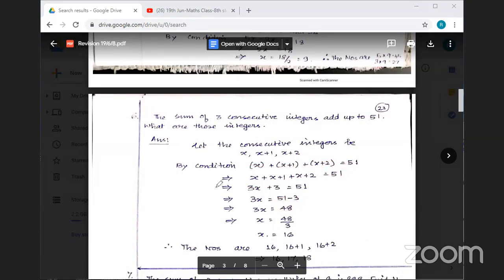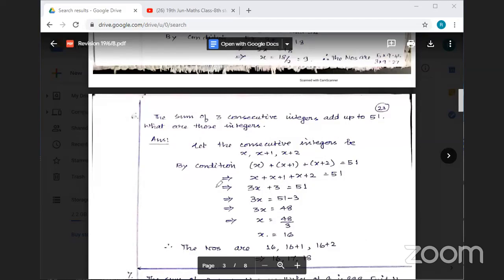Shall we go through the problem once again? The consecutive numbers means x, x plus 1, then x plus 1 plus 1, which is x plus 2. The sum is 51. Therefore, x plus x plus 1 plus x plus 2 is equal to 51. Therefore, 3x plus 3 is equal to 51. The 3 will go to the right hand side and subtract: 51 minus 3 is equal to 48. 3x is equal to 48. Therefore, x is equal to 48 by 3, which is 16. Now, x is 16. What is the next number?